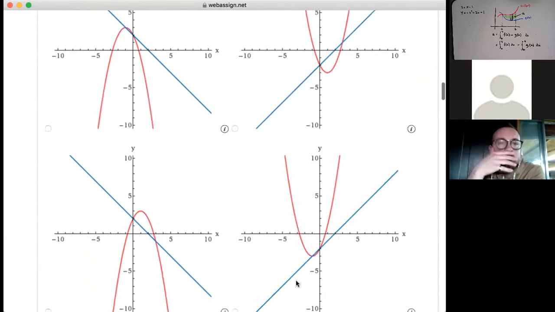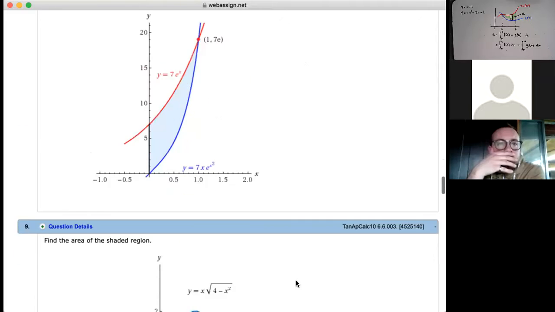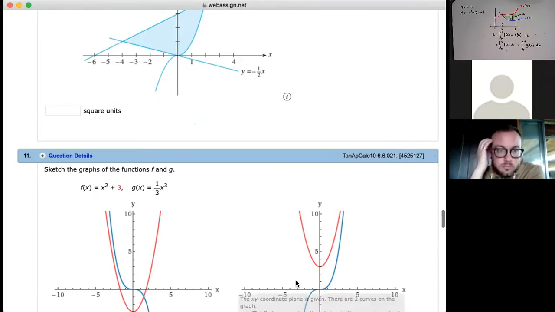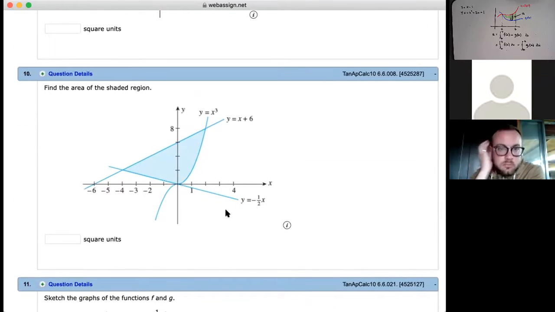We'll go down and look at some other ones here later in this session. There's some more complicated area problems, like problem 10 is a little bit challenging. It involves 3 curves. We'll take a look at that one in a minute. We'll go back to the whiteboard here.